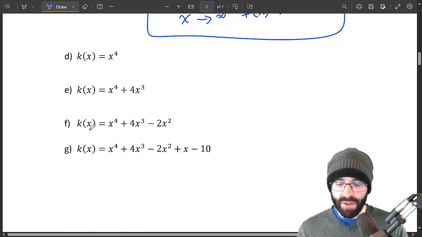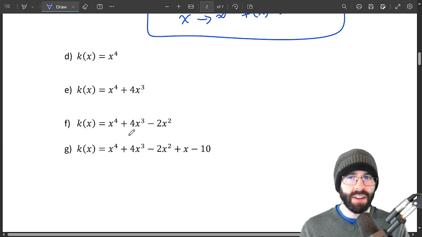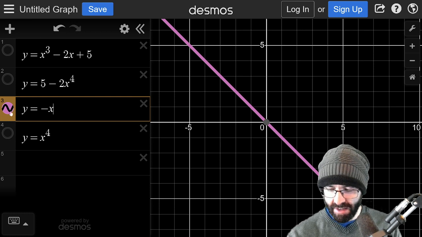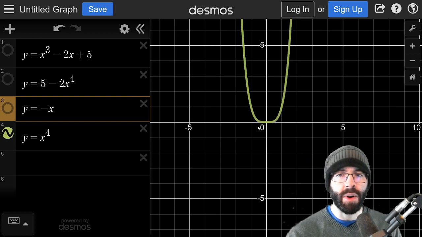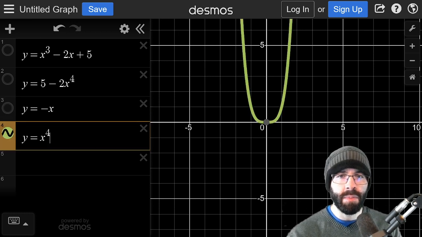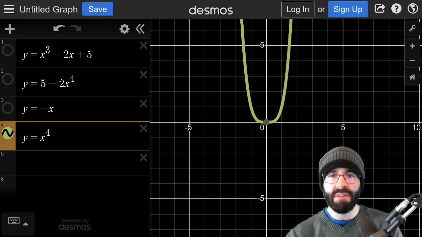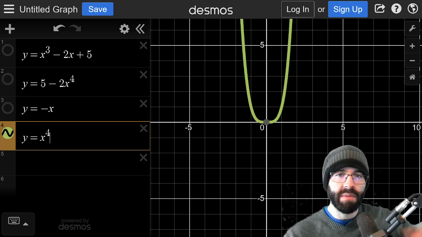We're not going to write down the answers to the next few graphs. Let's look at the end behavior, the long-run behavior. x to the fourth. Okay, it's going up in both directions. It's going to positive infinity to the left and to the right. The function's going up on both sides.